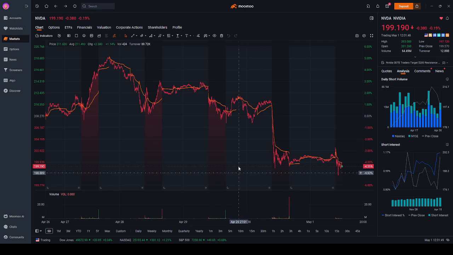Finally, as you analyze the chart, keep in mind that support and resistance levels can shift over time. It's essential to regularly reassess these areas as new price data becomes available.